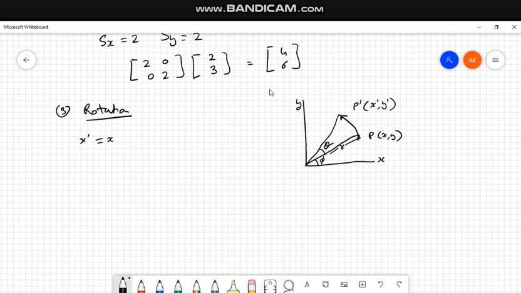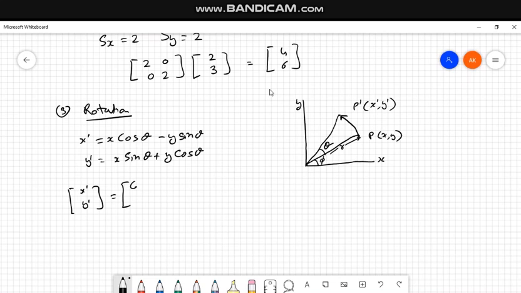तो रोटेशन के लिए हमें क्या करना होगा? x dash equals x cos theta minus y sin theta. y dash equals x sin theta plus y cos theta. (x dash, y dash) रिप्रेजेंटेशन कैसे है? [cos theta, minus sin theta; sin theta, cos theta] multiplied by (x, y).